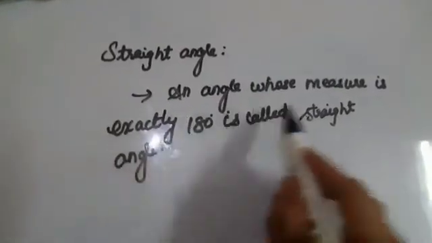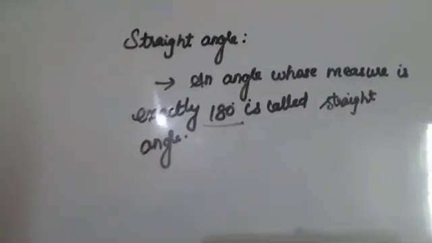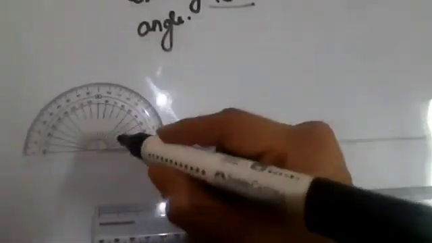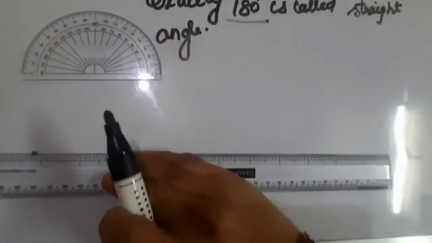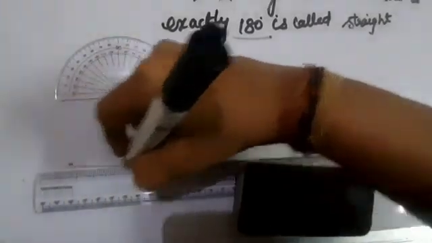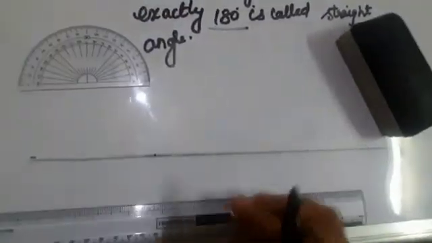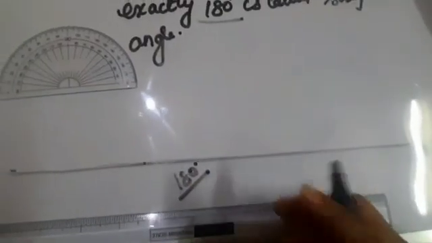Straight angle. An angle whose measure is exactly 180 degrees is called a straight angle. Now, using a ruler, I have drawn the line. Now, I have kept the protractor here. From the right side, I have to count the numbers and mark 180 degrees. See here, now here it is 180 degrees. Again, I have to take the scale and draw the straight line. So, which makes us 180 degrees. An angle which measures exactly 180 degrees is a straight angle.